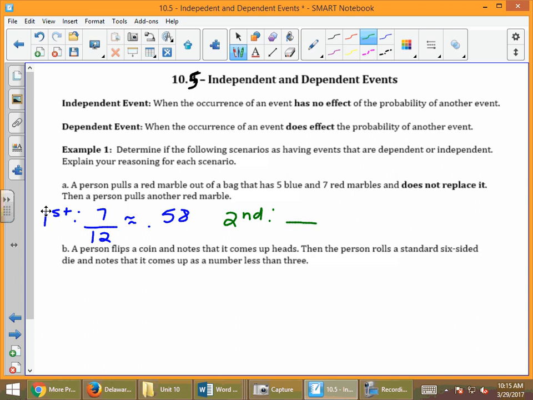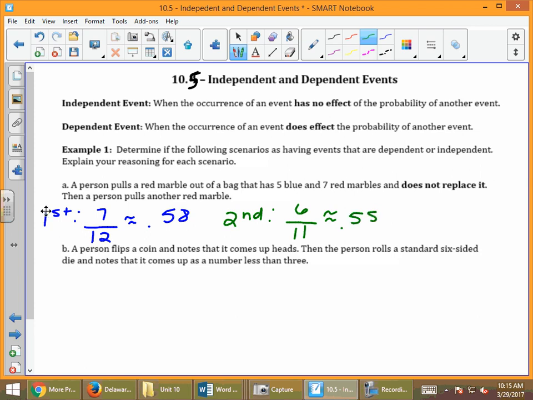But here's the thing. They pulled a red marble out of the bag. They didn't put it back in the bag. They set it on the table or something. It's not in the bag anymore. So if we took one of those marbles out of the bag, how many total marbles are there now? There's 11. And how many are now red? 6, because we took one of the red ones away. So now there's a 6 out of 11 chance. And what's 6 out of 11 as a decimal? 0.55.